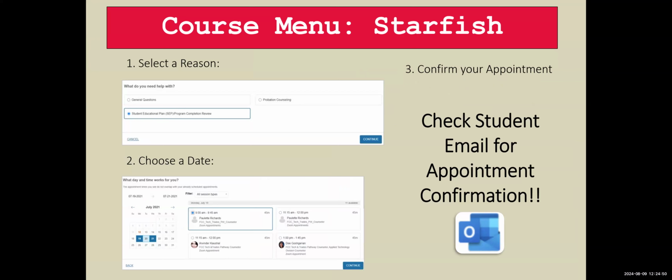Here is a quick view of making an appointment. Select your reason, choose a date and time that works for you, and confirm your appointment. Your confirmation will be sent to your student email. You should be meeting with the counselor by the end of September or early October this coming semester. It's super, super important that we have that appointment ready to go so we know what courses to take for the spring semester and can register on time.